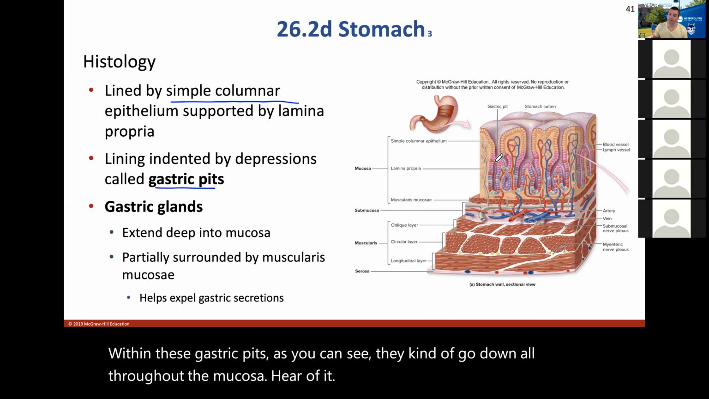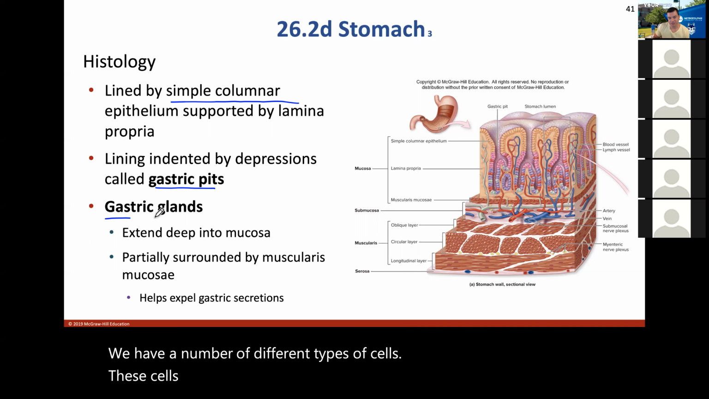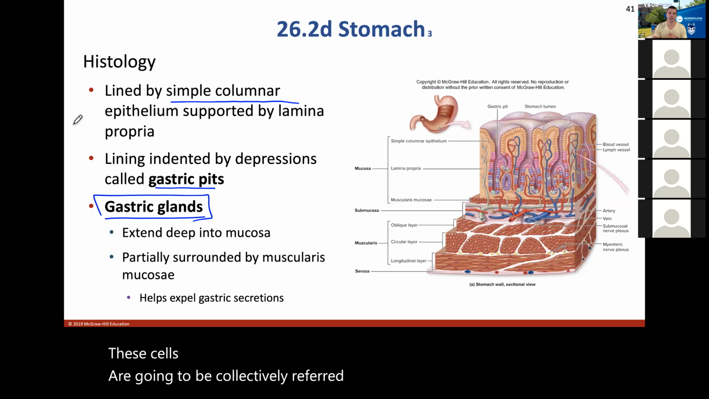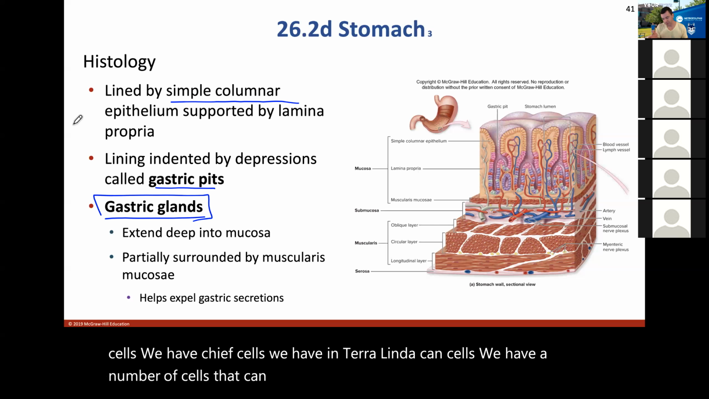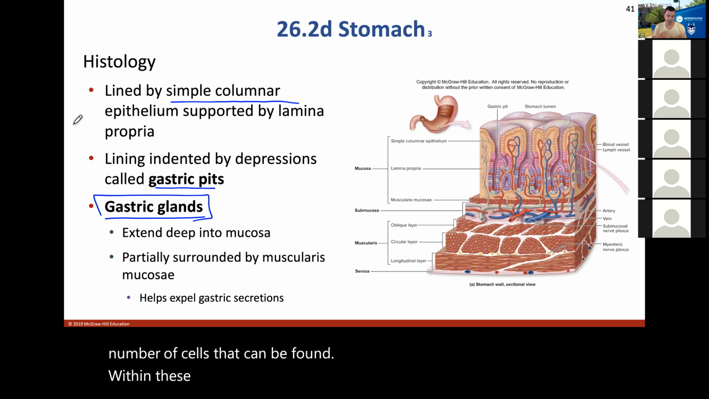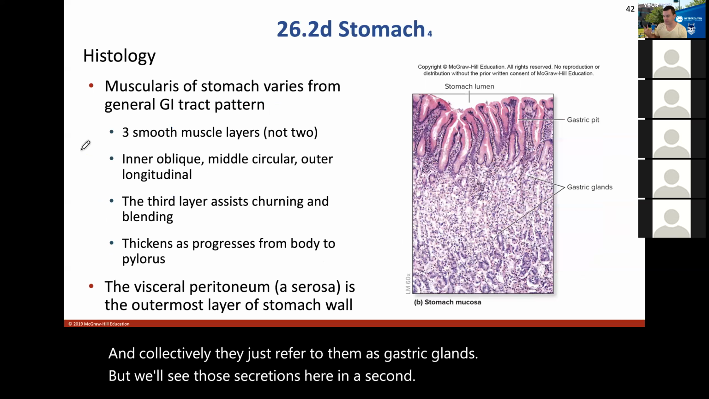We have a number of different types of cells. These cells are going to be collectively referred to as gastric glands. We have parietal cells, chief cells, enteroendocrine cells. We have a number of cells that can be found within these gastric pits, and collectively they just refer to them as gastric glands. But we'll see those secretions here in a second, because I asked a handful of questions based on those things.